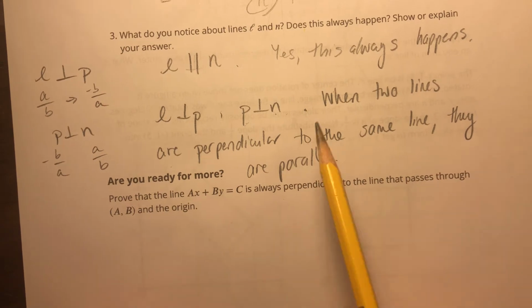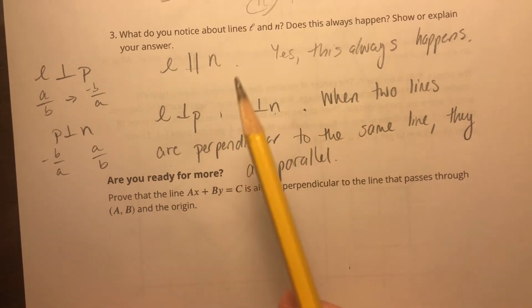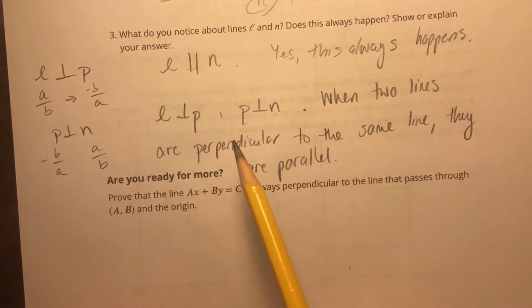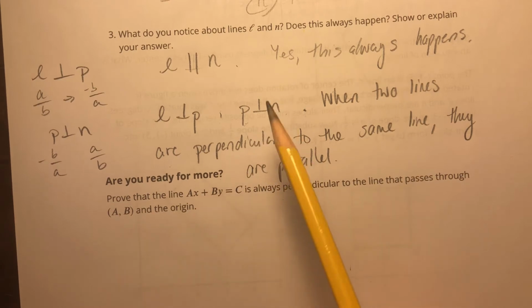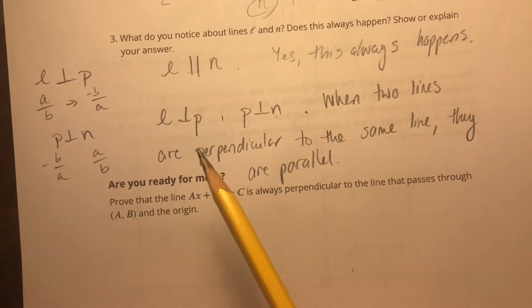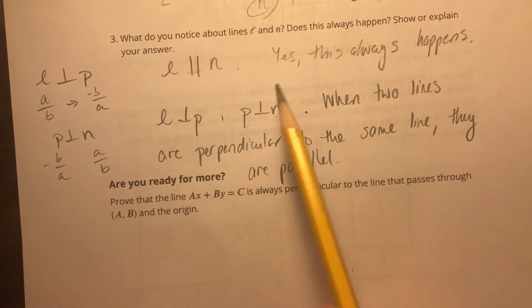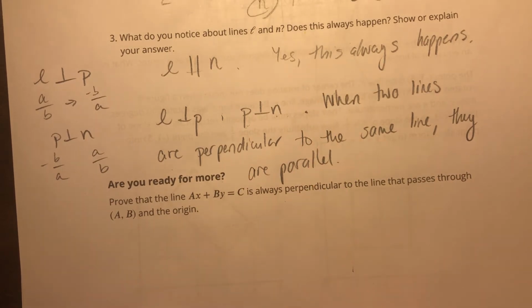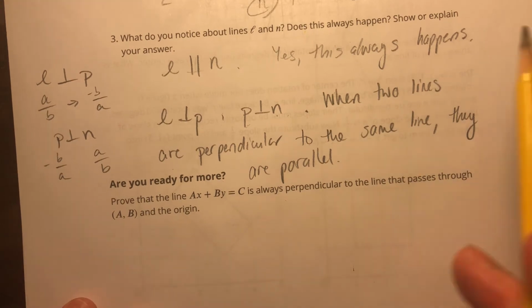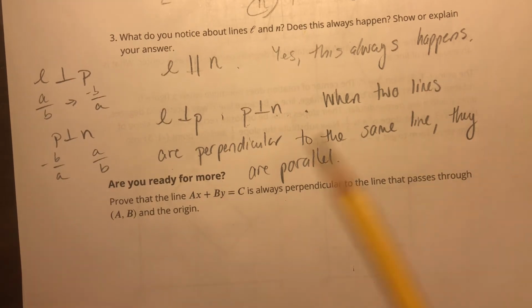The alternate interior angle theorem is if lines are parallel cut by a transversal, alternate interior angles are congruent. The converse of that would be if alternate interior angles are congruent, then the lines cut by a transversal that form them must be parallel. So we've said the same thing, but two different ways, two different directions.